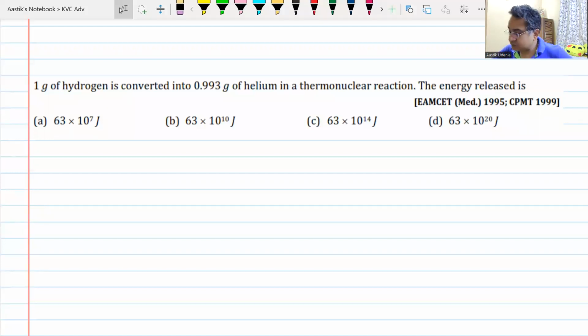So, 1 gram of hydrogen, and you have 0.993 gram of helium. The rest of the mass has disappeared. So that mass which has disappeared, let me call it the change in mass, delta M. How much is the mass that has disappeared? That mass must have been converted into energy. How much mass?